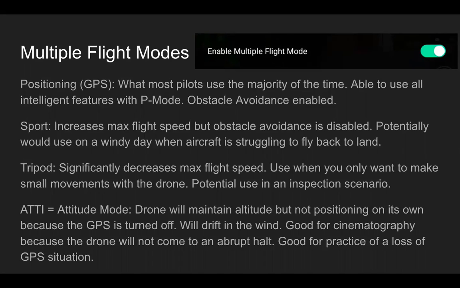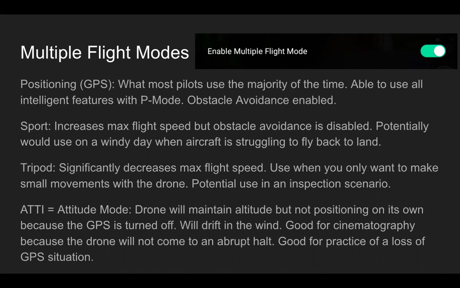Sport mode increases your max flight speed, but obstacle avoidance is disabled. So potentially could use this on a windy day, aircraft struggling to get back to land. Maybe the wind's really picked up during your flight or something, or you really need to get the drone from point A to B as fast as possible. Tripod significantly decreases the max flight speed, so kind of the opposite of sport mode. So it's good for making small movements. You want to use this when maybe in an inspection scenario, or if you're just trying to move the aircraft a very small amount of space, for lack of a better term.